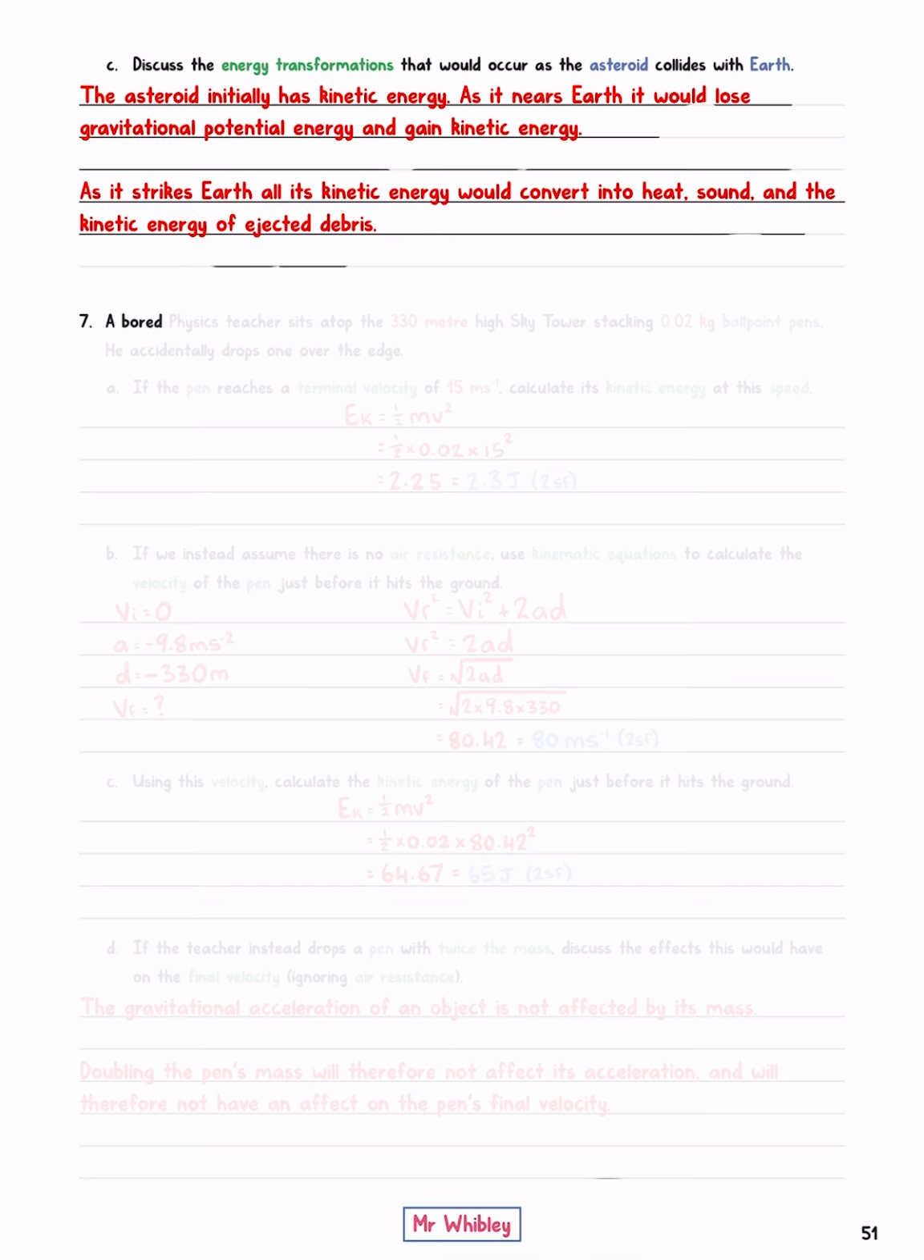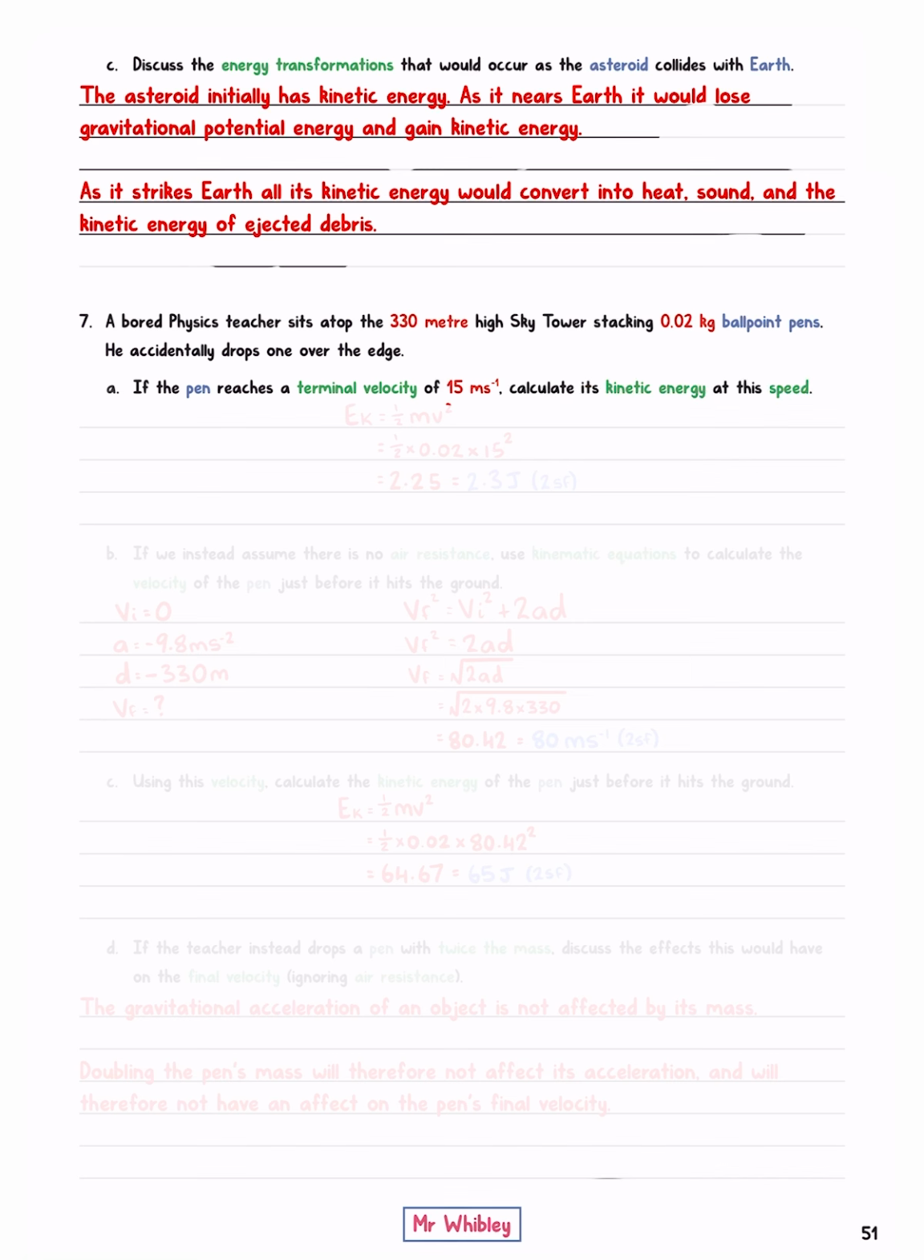Question 7. A bored physics teacher sits atop the 330 meter high sky tower, stacking 0.02 kilogram ballpoint pens. He accidentally drops one over the edge. If the pen reaches a terminal velocity of 15 meters per second, calculate its kinetic energy at this speed. Using our kinetic energy equation, putting in our mass and our velocity, gives me 2.25 or 2.3 joules to two significant figures.